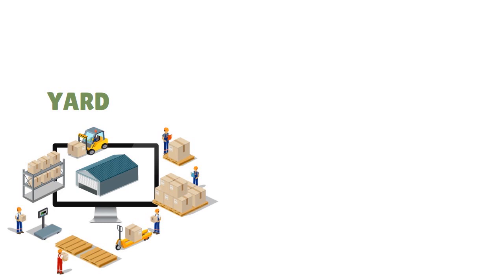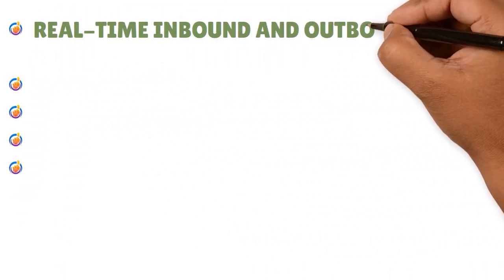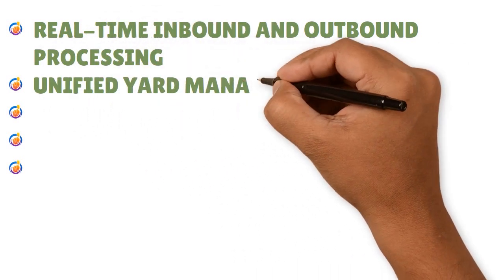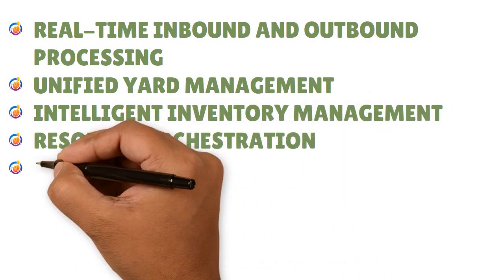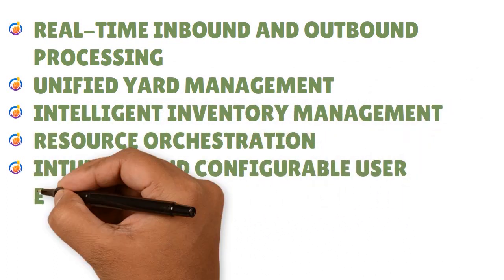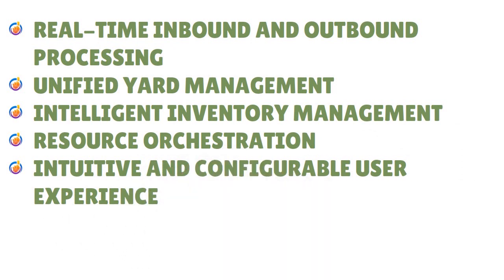Now, one thing I want to say here is that the differentiators you need to really pay attention to before buying BlueYonder are sort of, in our view, about five differentiators. And the question is, do you need those differentiators? And do those elements really make a difference in your business processes? So you have real-time inbound and outbound processing. You have unified yard management. You have intelligent inventory management. You have resource orchestration. And then you have intuitive and configurable user experience.